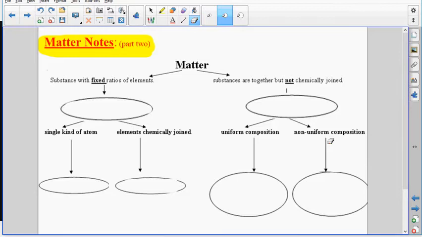Ollie, a substance with fixed ratios of elements, what is that going to be called? Pure substance. Love it, love it. Jeremy, a pure substance that only has one type of atom is called? Elements are chemically joined but are still a pure substance. You got it! Love it. Substances are mixed together but they're not chemically joined. That's called a... Love it.